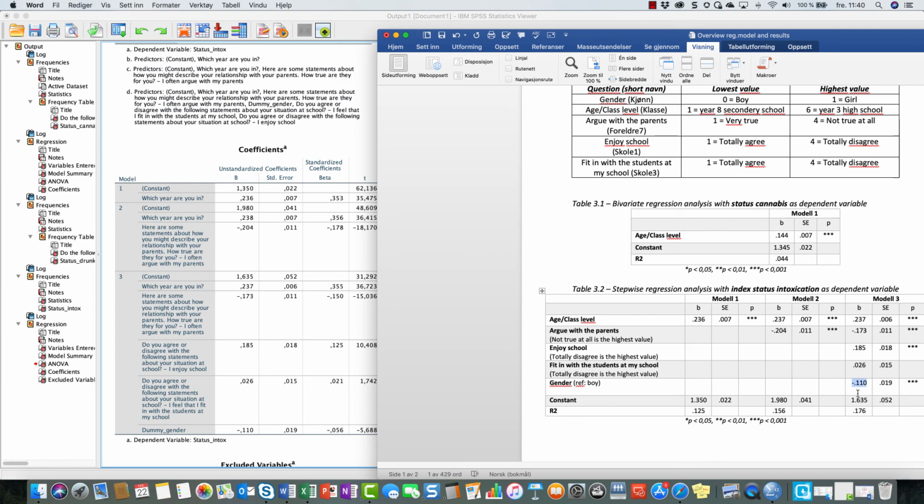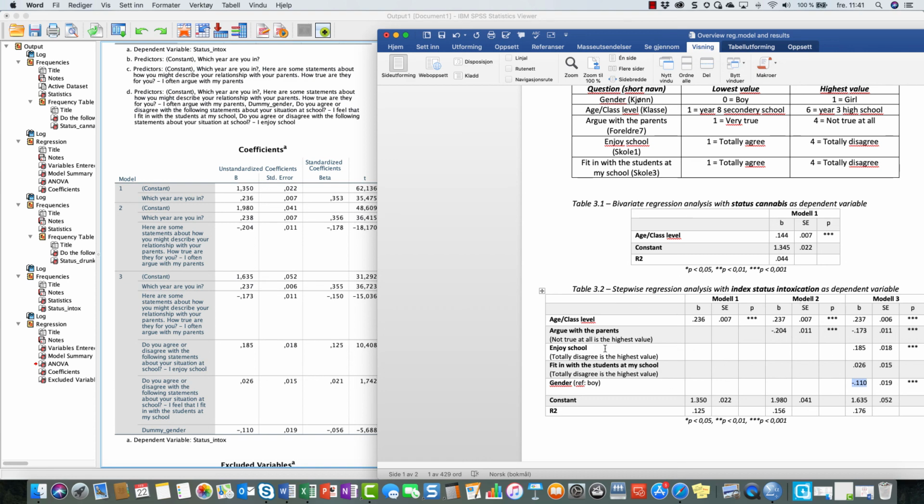It's negative. Thus, the low value on gender, which is boys, goes together with the high value on status intoxication. So if you have a negative coefficient, the low value on the independent variable goes together with the high value on the dependent variable. And furthermore, enjoy school, it's positive. So a high value on enjoy school, totally disagree, goes together with, yes, it increases your social status a lot to get intoxicated.